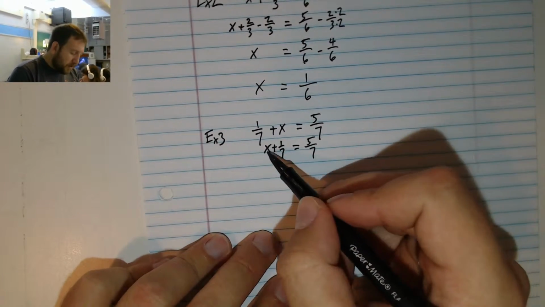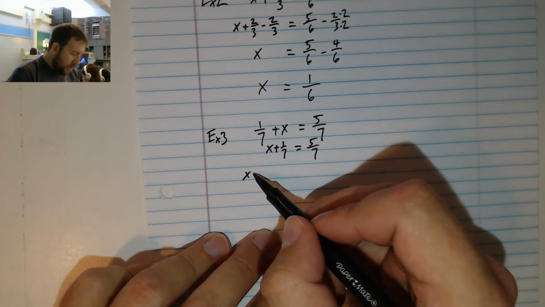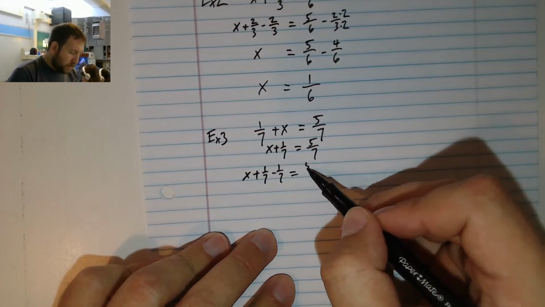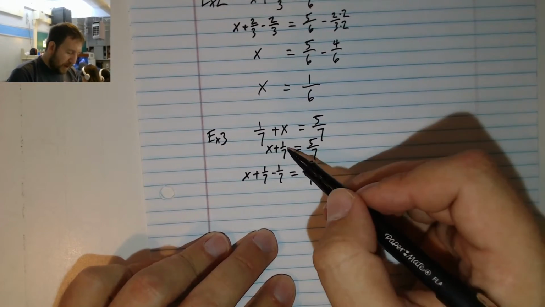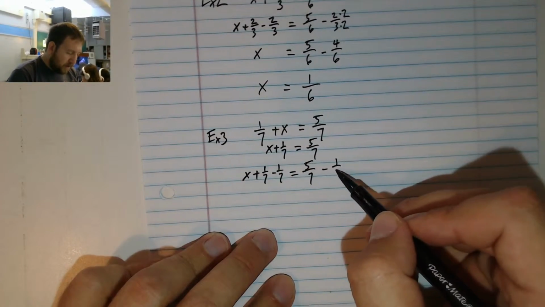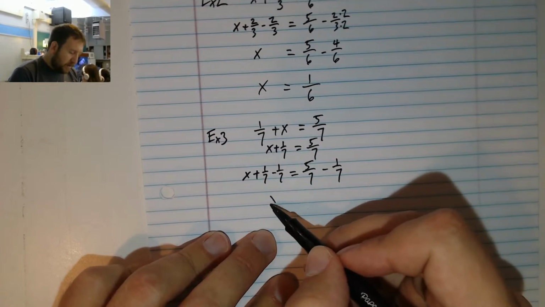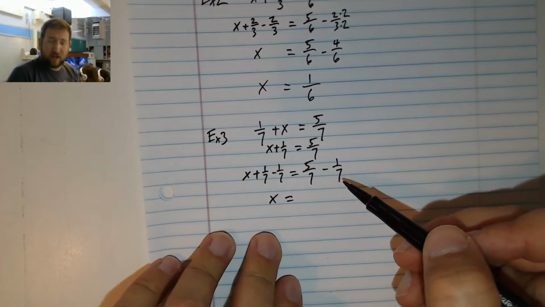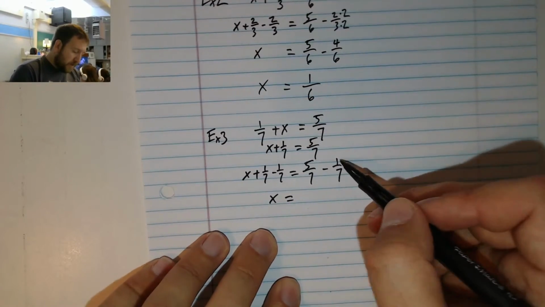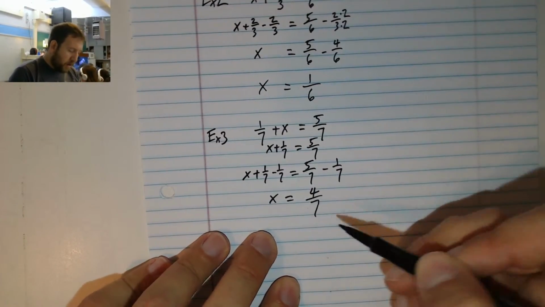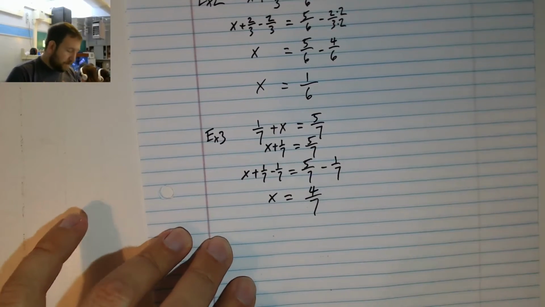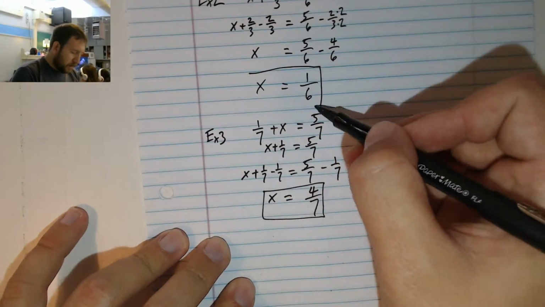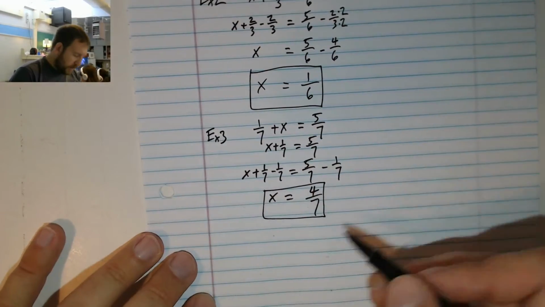So I need to get rid of this 1/7 over here. So I'm going to have x plus 1/7 minus 1/7 equals 5/7. And I need to do the same thing to both sides, minus 1/7. This side easily turns into an x all by itself. And 5/7, this is nice. I don't even have to change my denominators. 5 minus 1 is 4, so I have 4/7. I'm simplified. I'm good to go. Oops, I forgot to put a box. I keep forgetting to do that.